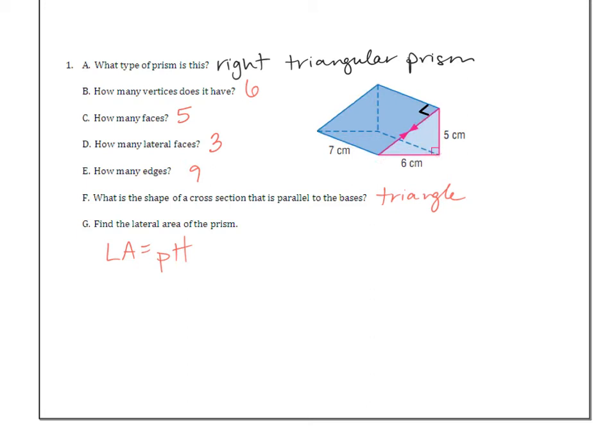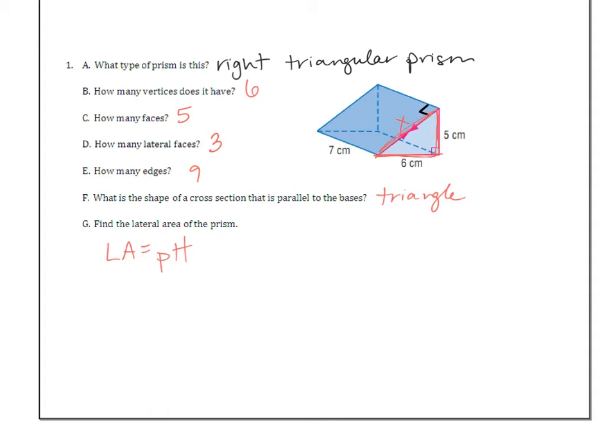just got to erase some marks there. We need to find the perimeter of the base. Remember, the base is the triangle, the pink triangle. So we have to find this third side in order to get the perimeter around it. I know I'm going to add up the 6, the 5, but then I need this side as well.